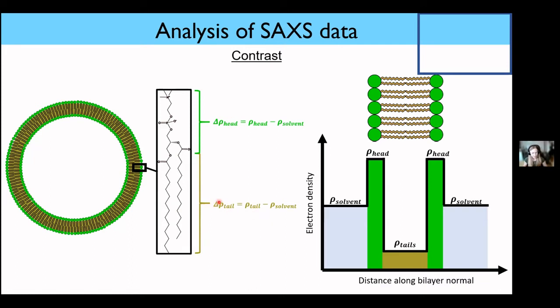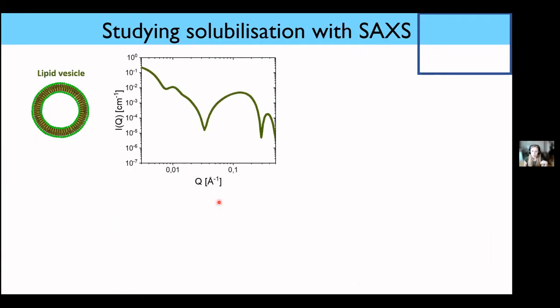So this is quite important, and it's an important reason that SAXS is quite a good technique for studying lipid bilayers and interactions with lipid bilayers. So now I just wanted to show you some very general qualitative things that I look for when I'm studying solubilization, or sort of the simplest thing I look for when I'm studying it.